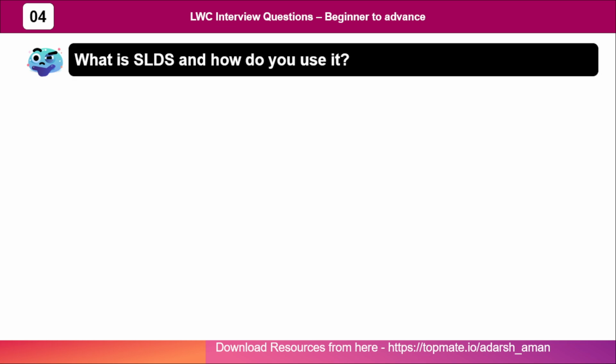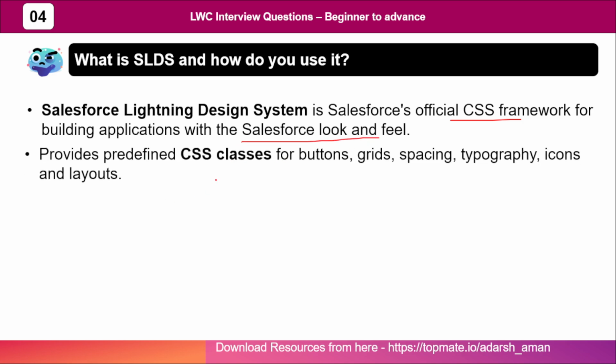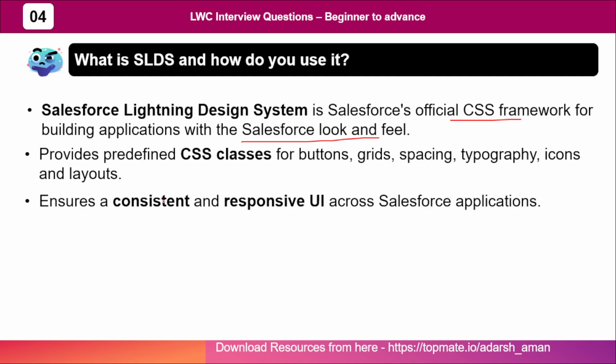Moving on to the next question, what is SLDS and how do you use it? Salesforce Lightning Design System is Salesforce's official CSS framework for building applications with the Salesforce look and feel. It provides predefined CSS classes for buttons, grids, spacing, typography, icons, and layout. It ensures a consistent and responsive UI across Salesforce applications. It reduces the need to write custom CSS.